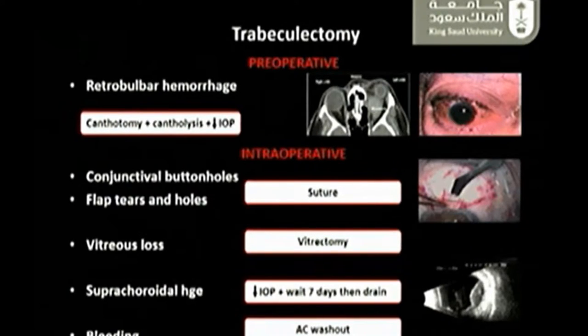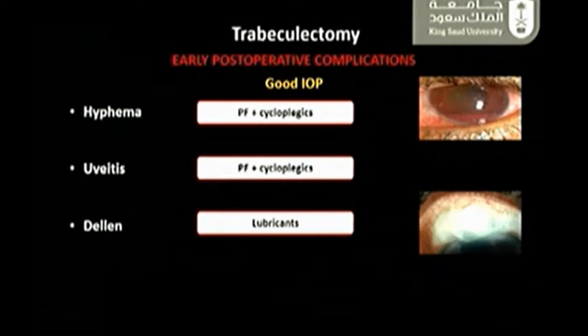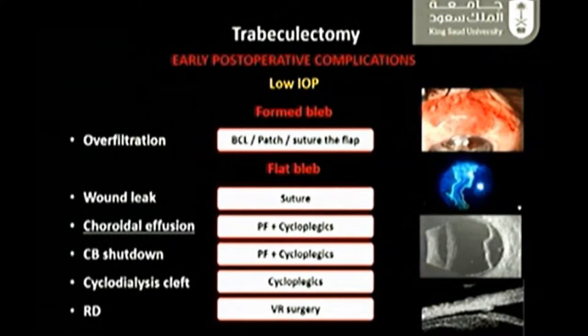This is one of the classic preoperative complications that you need to know how to manage and how to diagnose. Intraoperative complications consist of conjunctival buttonholes, flap tears and holes, and you can manage them by simply suturing them. Vitreous loss can happen sometimes with trabeculectomy alone, especially in congenital glaucoma, or in patients who have had combined surgery, and you will do your simple vitrectomy. Suprachoroidal hemorrhage, bleeding, and we'll come over these complications in our lecture next week. Early postoperative complications briefly with good intraocular pressure include hyphema, uveitis, and dellen formation.